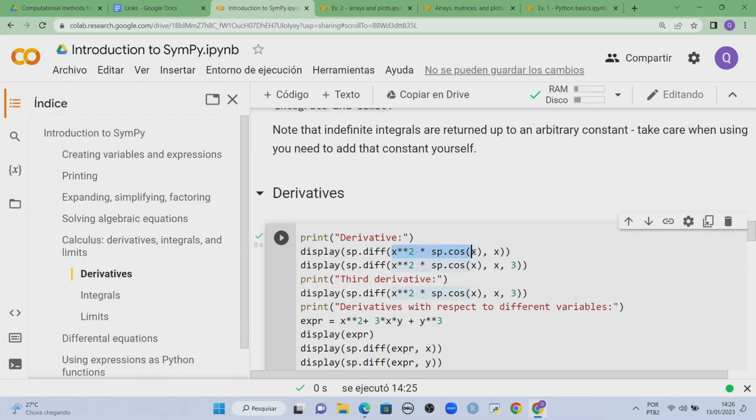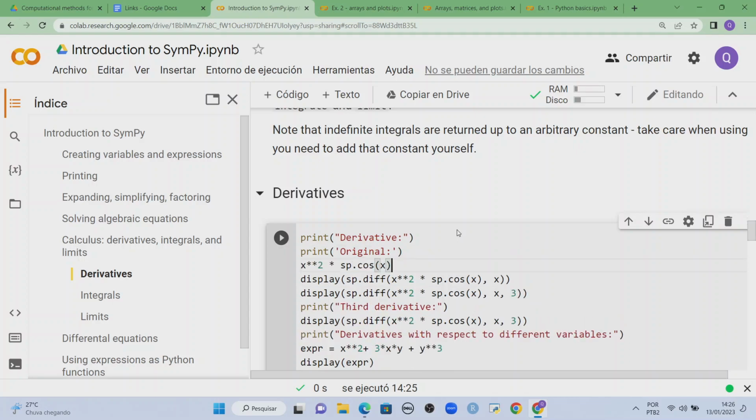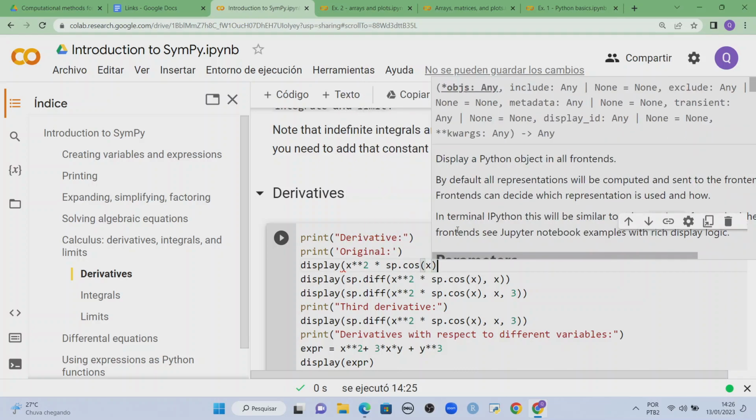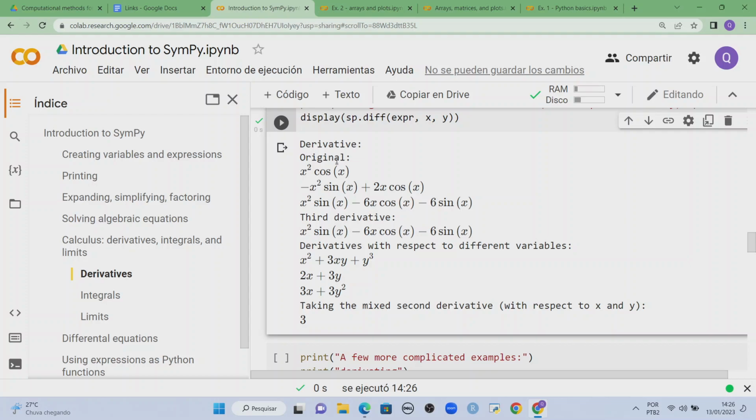Wow, this is a bit weird, right? So let me do the original expression first. I think I get something out here that I shouldn't. So this is the original expression, okay? I must have gotten something out by mistake. So this is the original expression, x squared times sine of x. If I differentiate it a single time, it gives you this expression here.